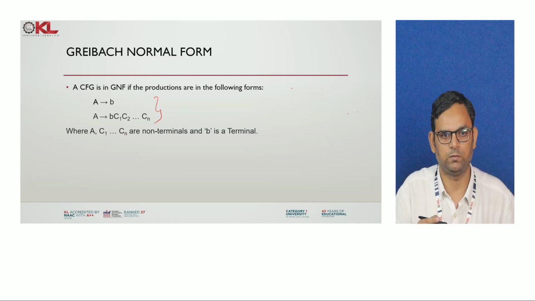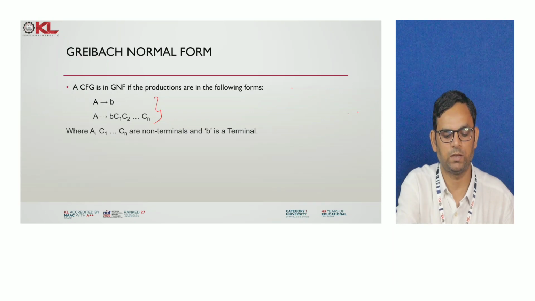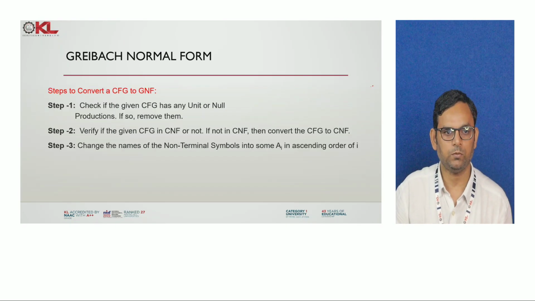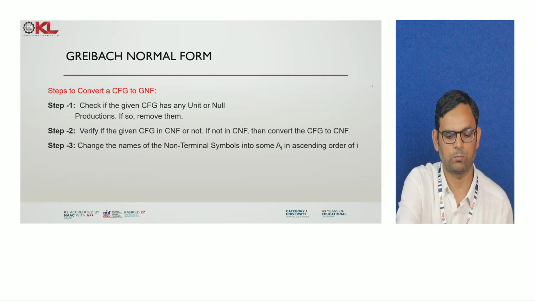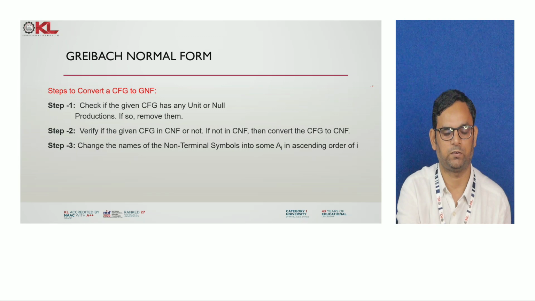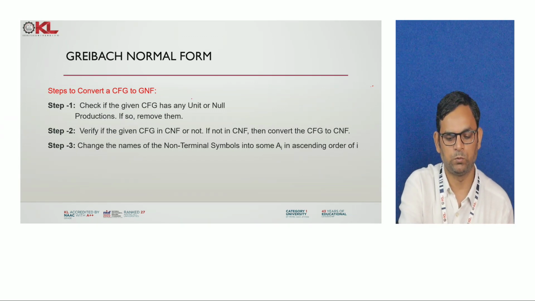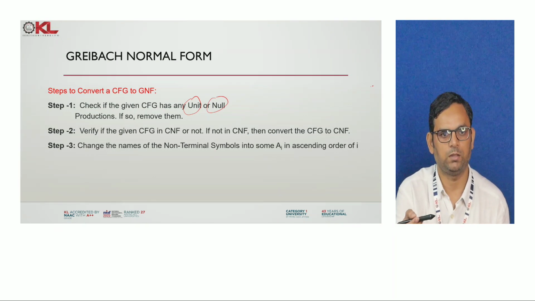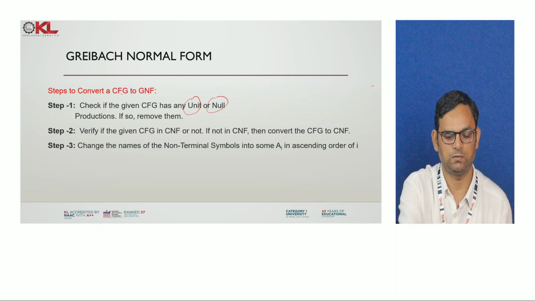So to convert a CFG, we have to convert every production into these two types of productions. Then that grammar will be in Greibach normal form. For example, how do we convert a particular CFG into a Greibach normal form? There are three steps you have to follow. First, remove the unit productions and null productions. While converting a CFG to GNF, you have to remove the unit or null productions, if they exist in the CFG.